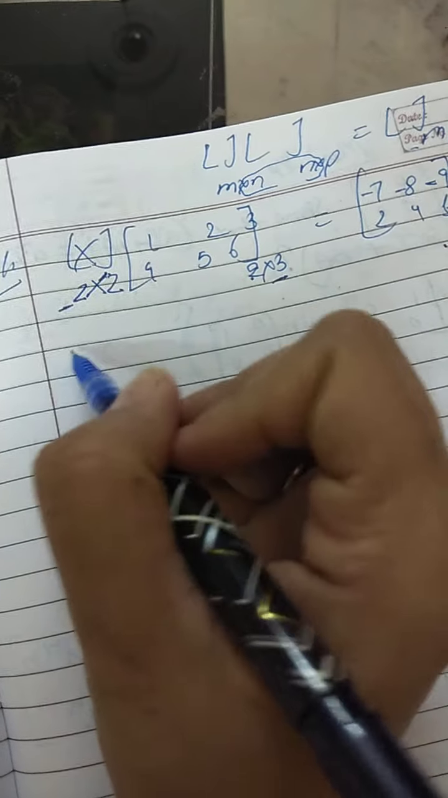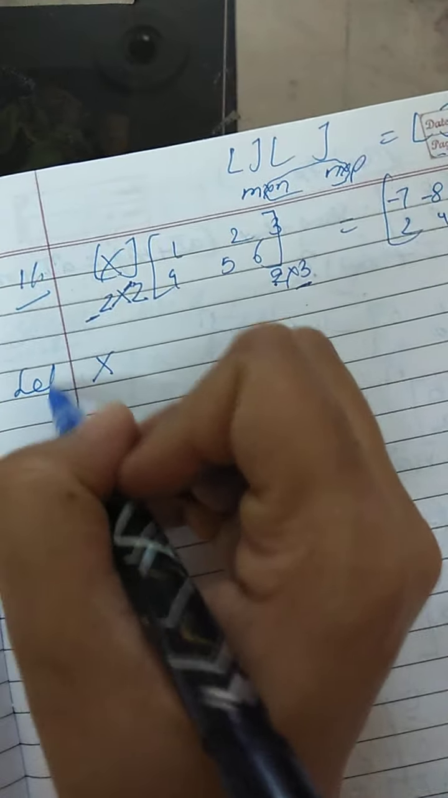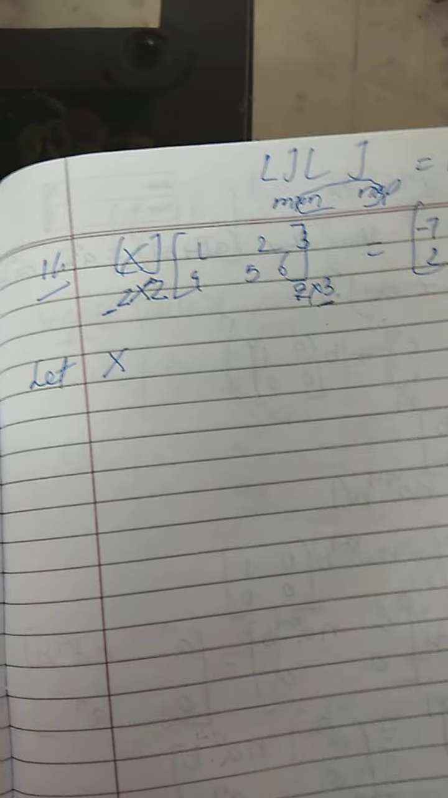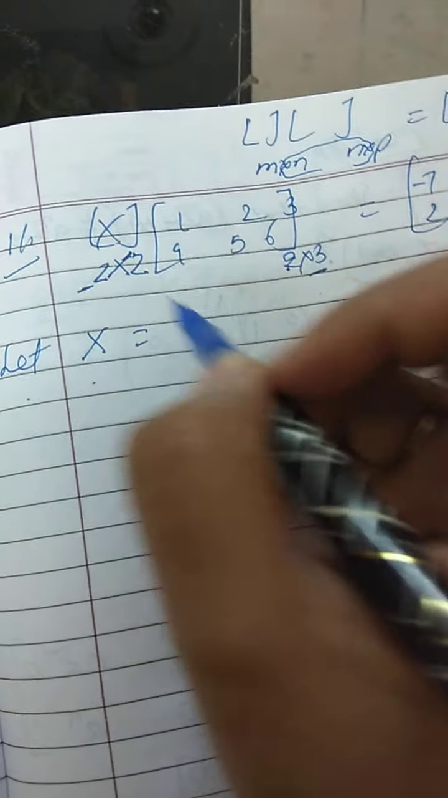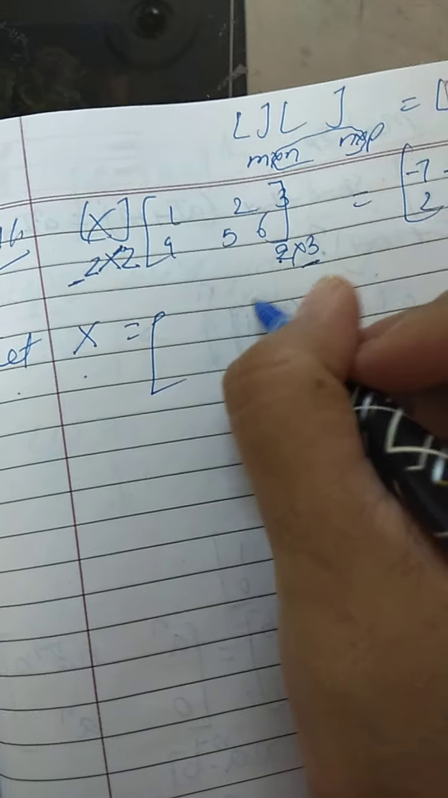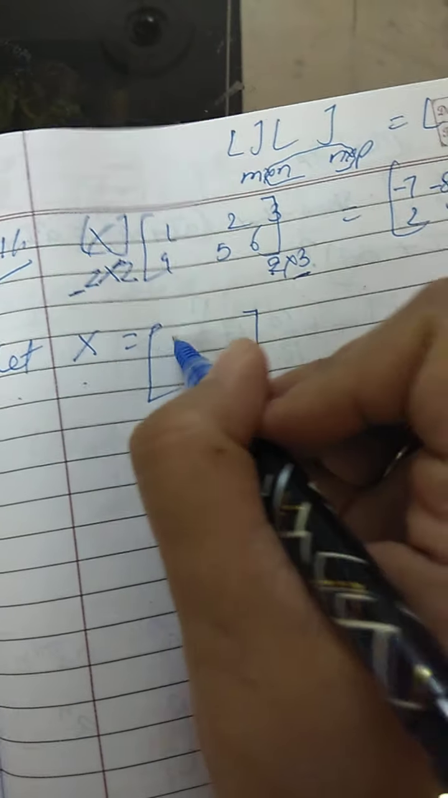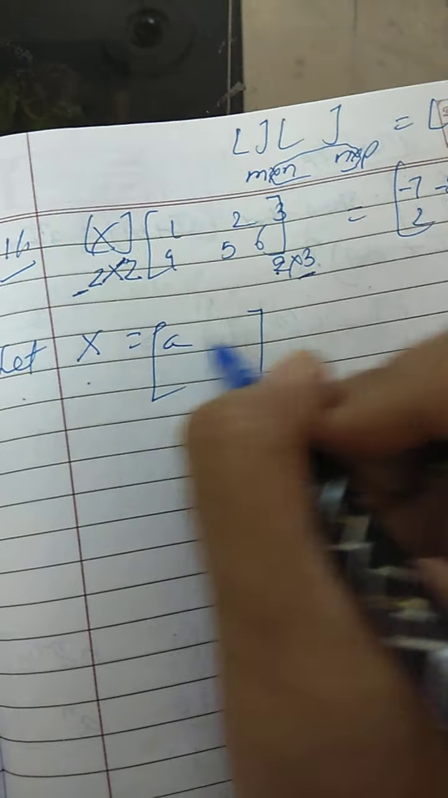It means the order of this matrix will be 2 by 2. Since it is in multiplication, we will assume let X is equal to, it is of order 2 by 2. We can assume the matrix, let it be A, B, C, D. It is of order 2 by 2.